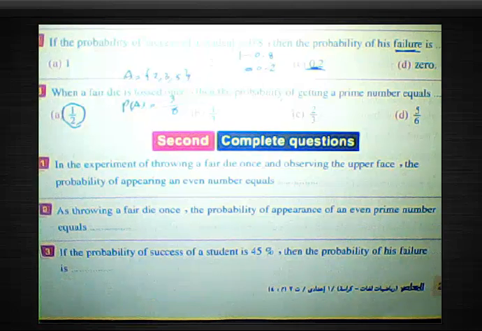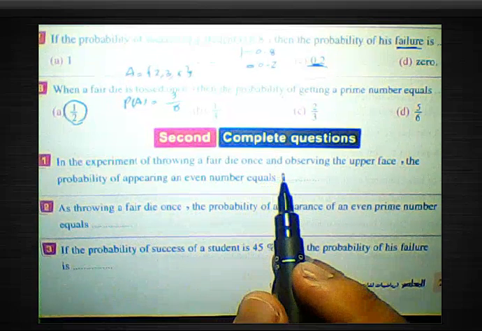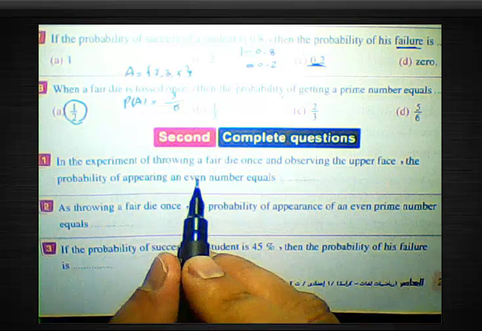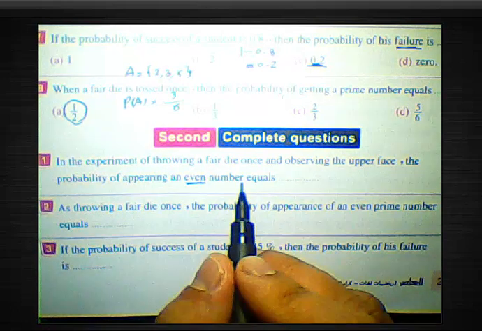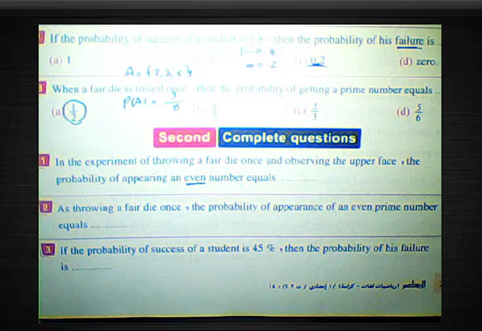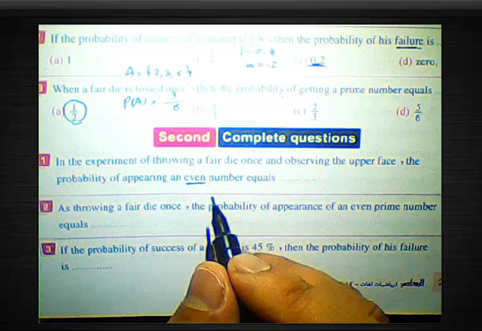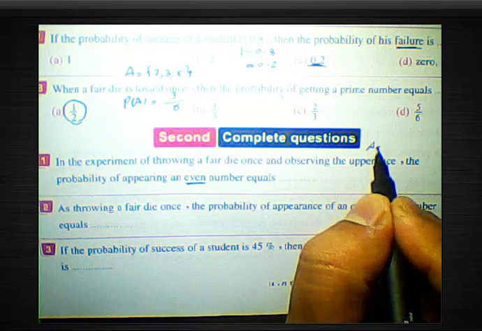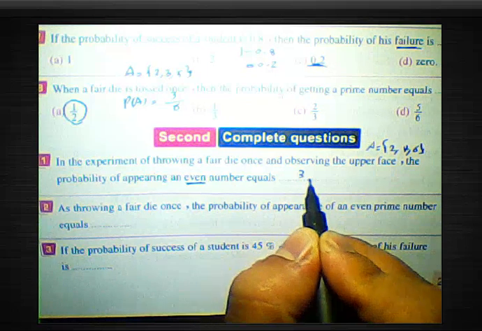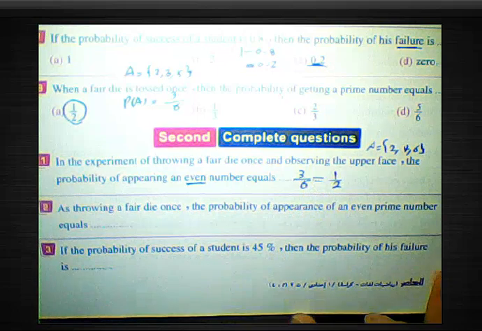Second, complete the questions. In the experiment of throwing a fair die once and observing the upper face, the probability of appearing an even number equals space. It will be equal half. Why? Because for even numbers we will get 2, 4 and 6, and we can count. The result would be 3 over 6. 3 over 6 equals 1 over 2.